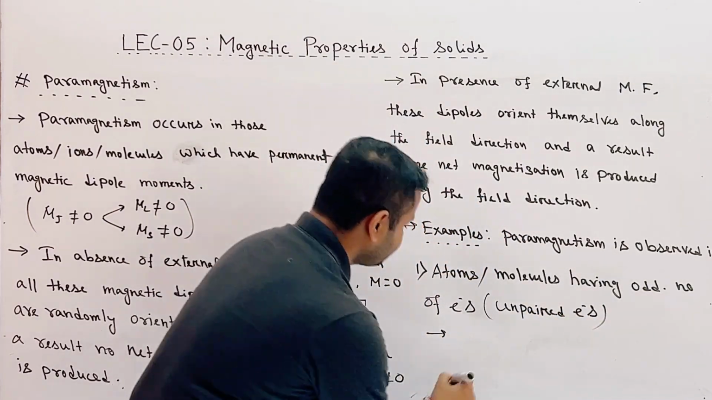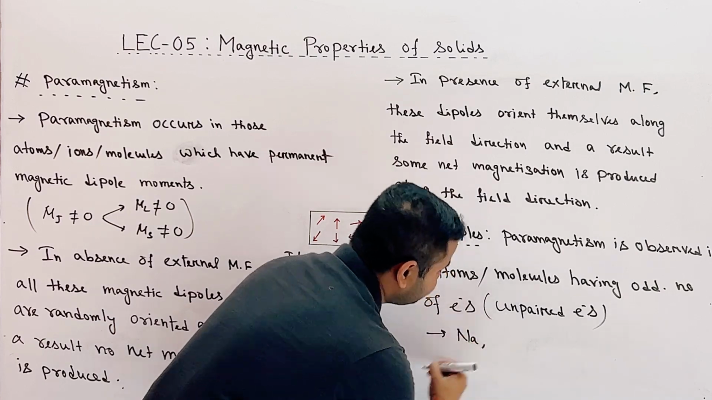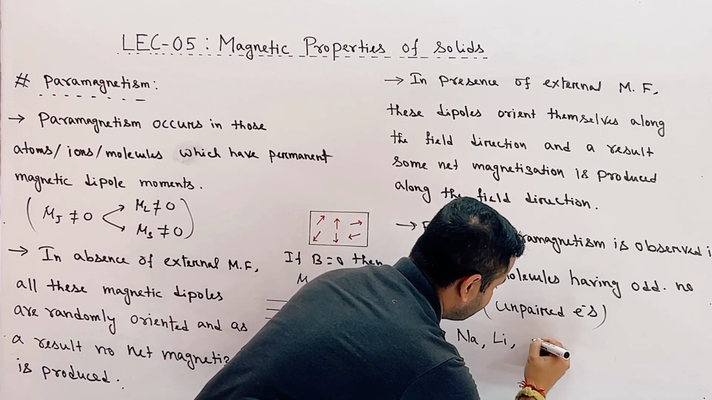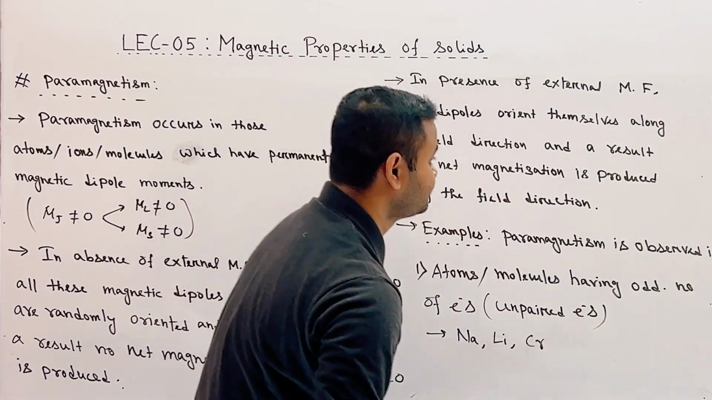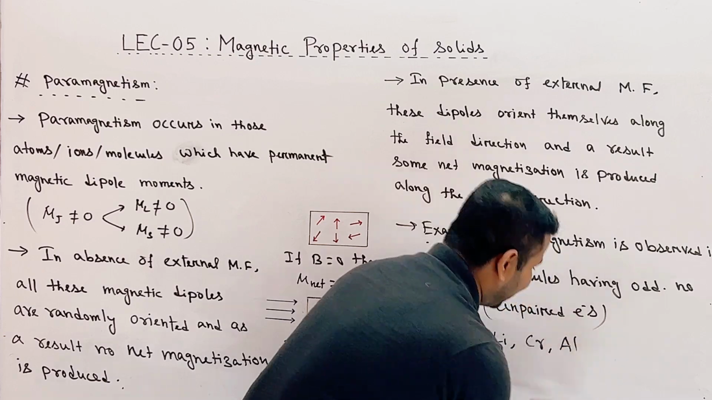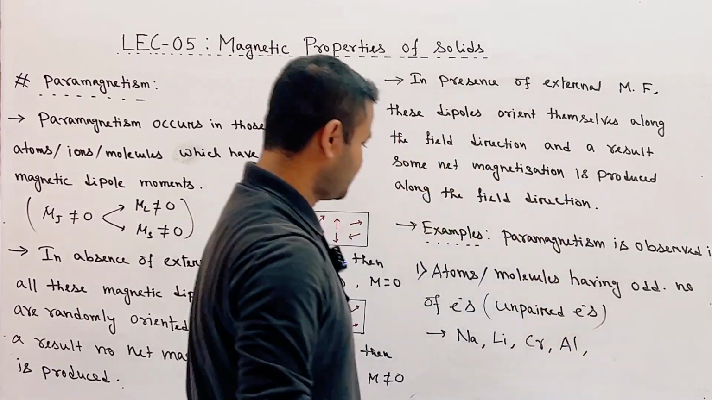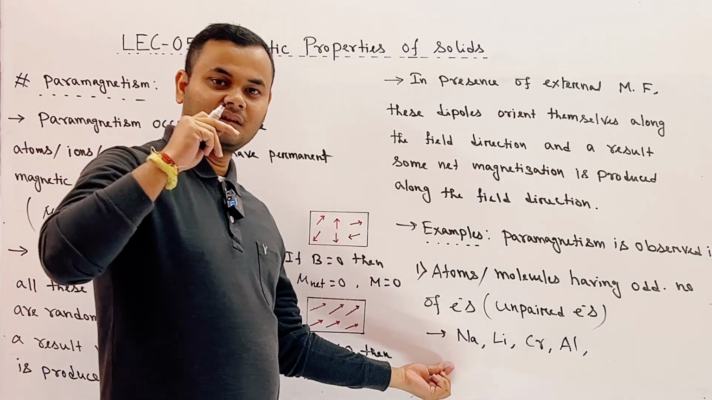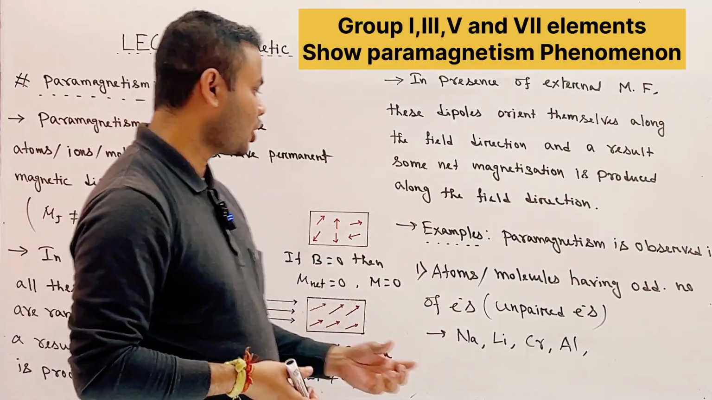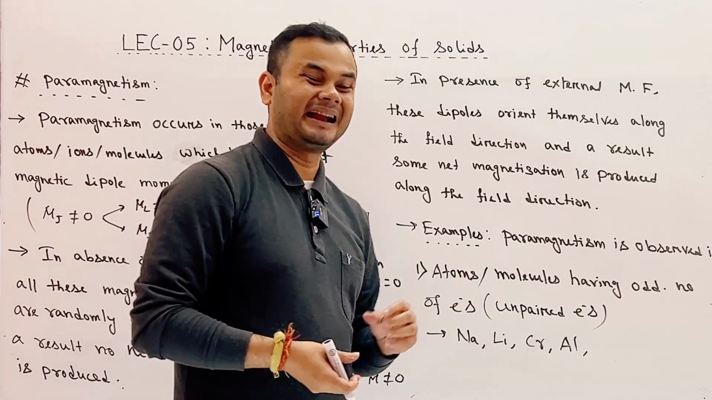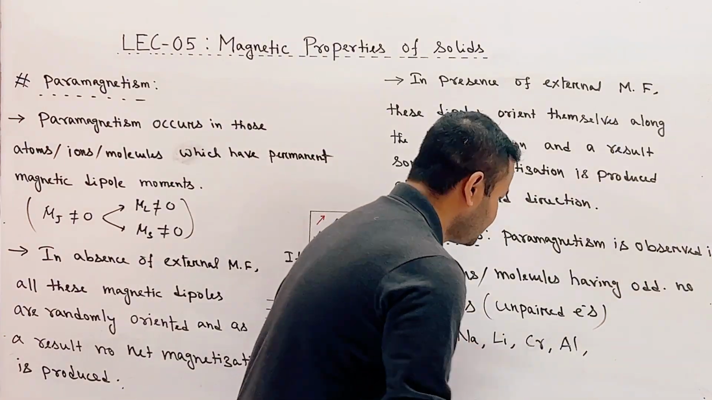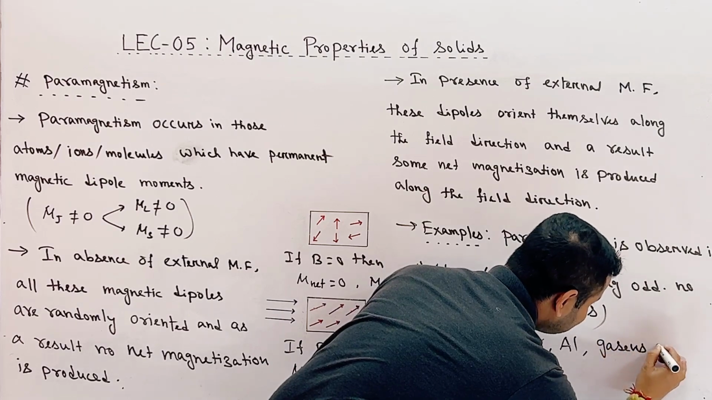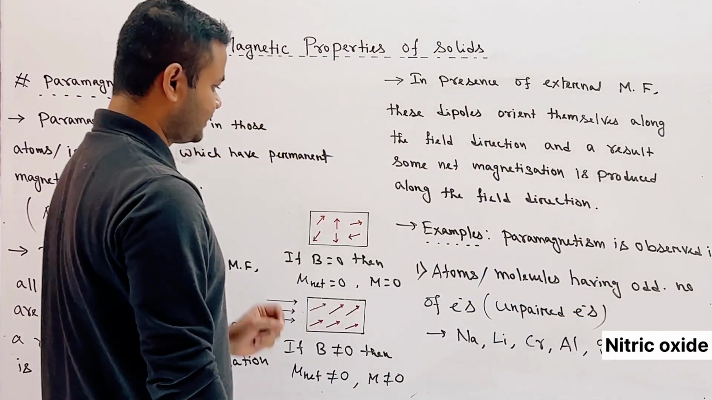For example, free sodium atoms, lithium atom, chromium atom, aluminum atom. In other words, we can say that the atoms of group 1, 3, 5 and 7 of periodic table will show paramagnetism property, or gaseous nitric oxide.